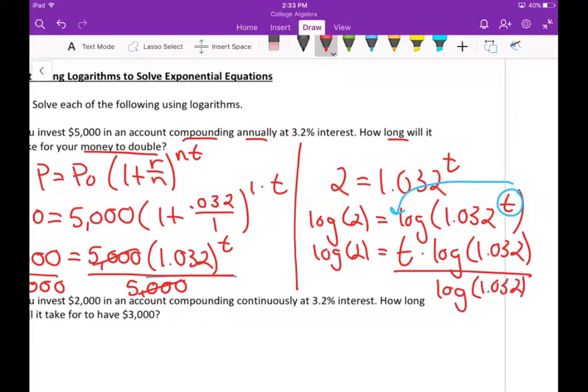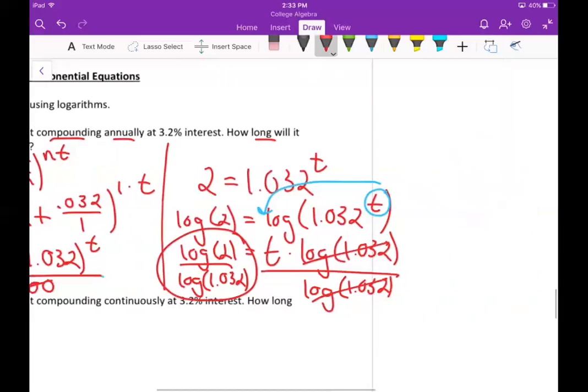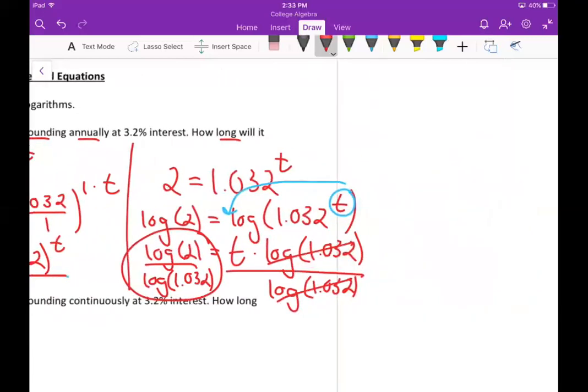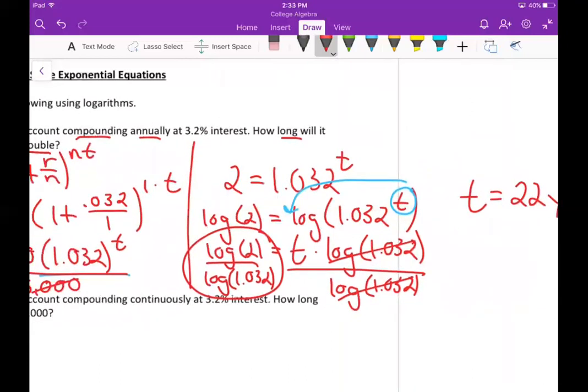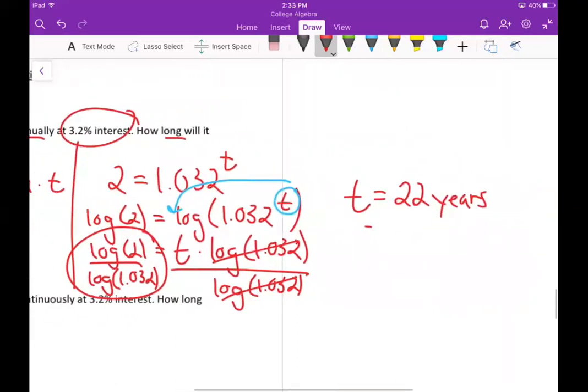And since it's being multiplied now, I can just divide it off. I divide it off on both sides, and when I plug this into my calculator, log of 2 divided by log of 1.032, you should get a t value of about 22 years. We're looking for time. This interest rate here is always our annual interest rate, so that's our time unit, which is going to be in terms of years.